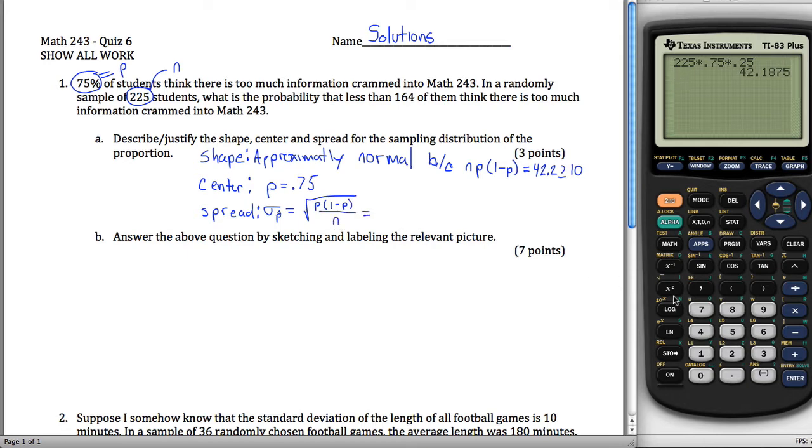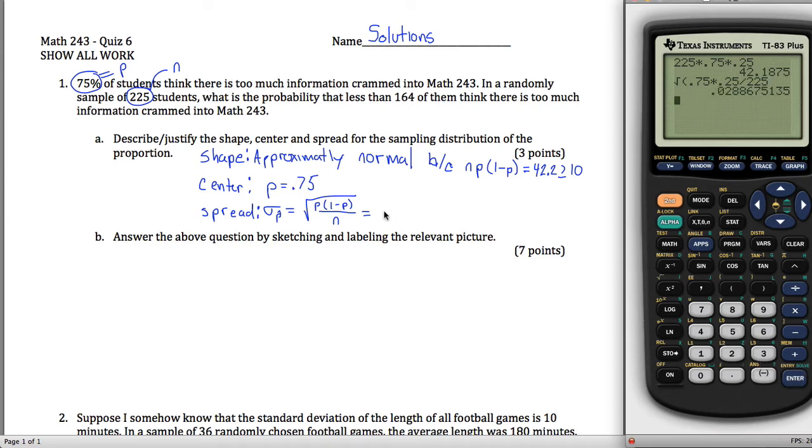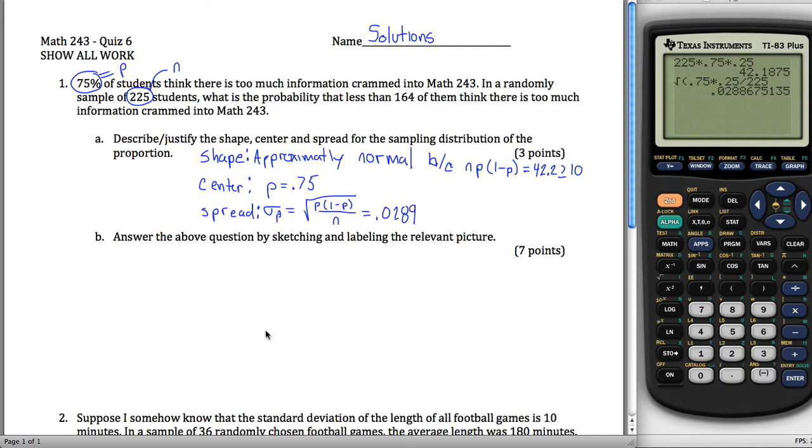So what I can do is take the square root of p, which is 0.75, times 1 minus p divided by n. Nope, n is 225. Take that square root and I get this number, 0.0289. Good enough. There's my shape, my center, and my spread, and now what I want to do is answer the question.